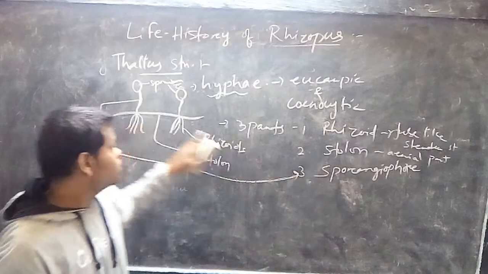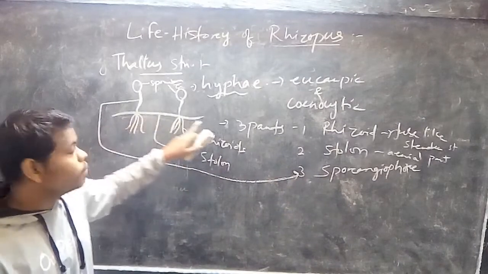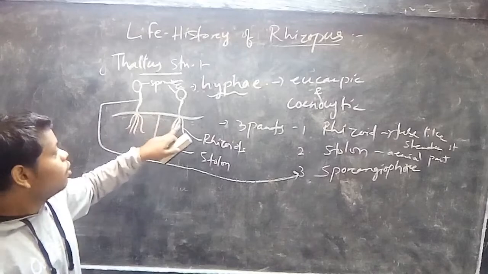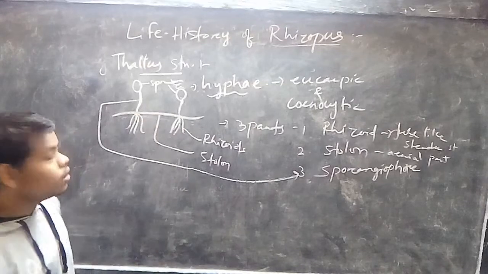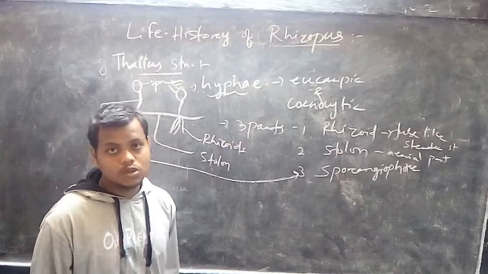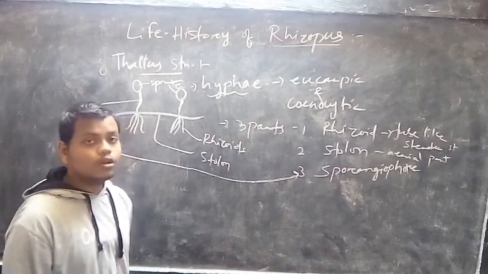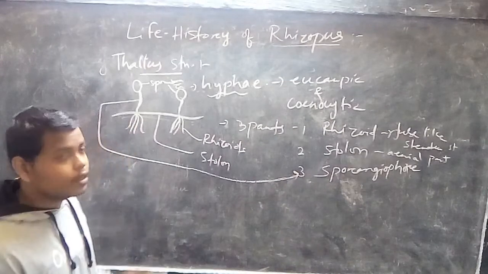Then the stolon is the aerial part. It grows parallel to the substratum. Then the sporangiophore. The sporangiophore develops opposite to the rhizoid and bears spores, which help in asexual reproduction. Okay, so this is the thallus structure of Rhizopus. Then we are going to discuss the type of their reproduction.